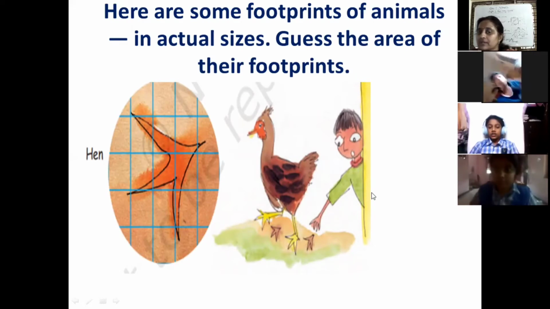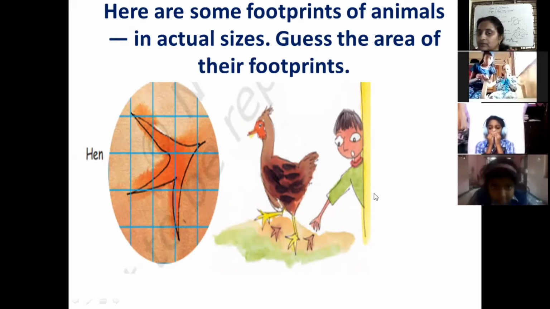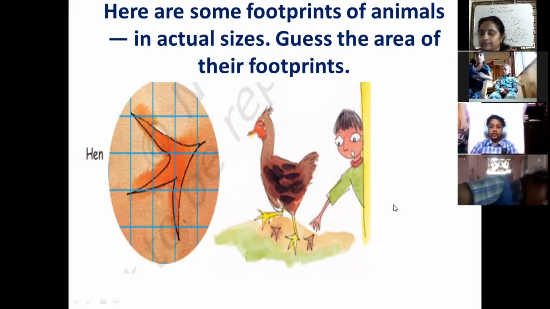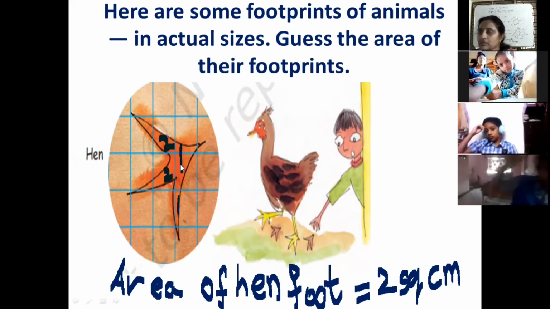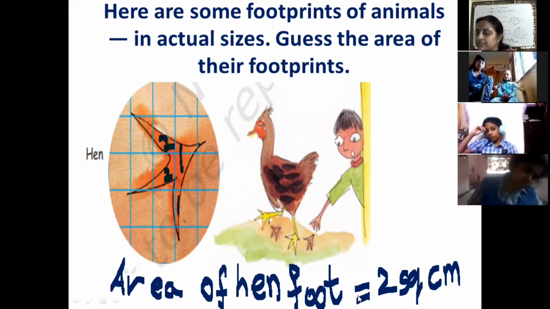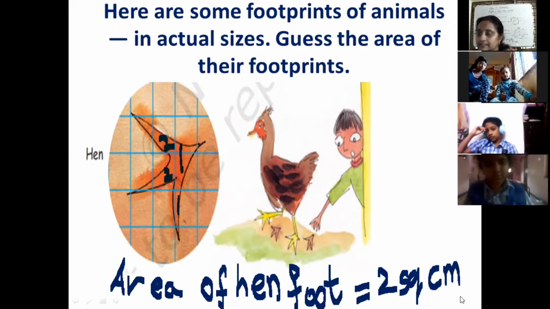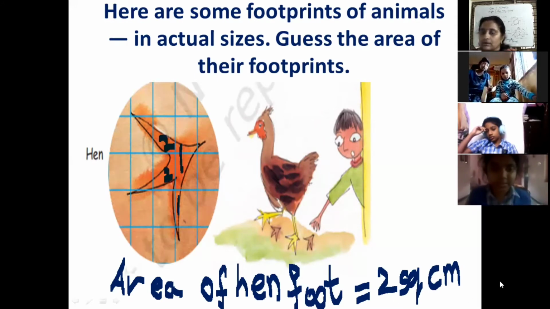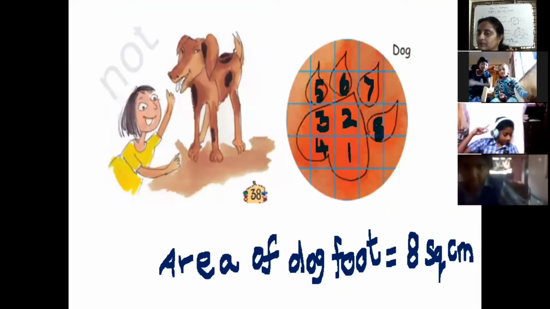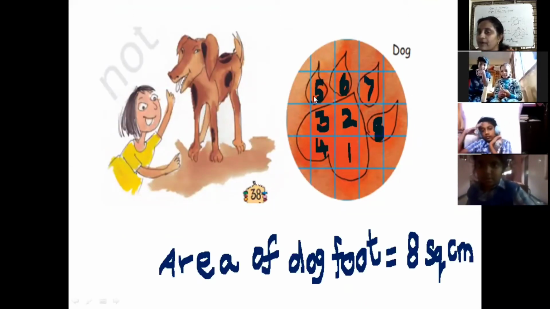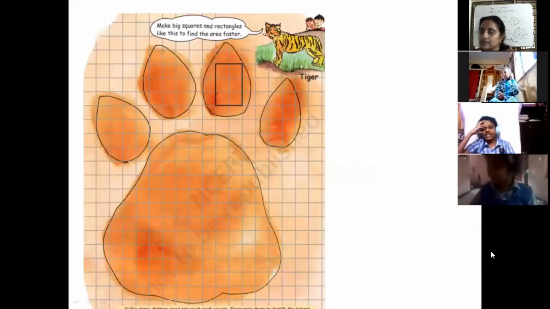Where you have half squares and where you have more than half, more than half we will count as 1. These two are half, and this is more than half. So 1 plus 1, the area of the hen's foot is 2 square centimeters. Now, count the dog's footprint. 1, 2, 3, 4, 5, 6, 7, 8. So the area of the dog's footprint is 8 square centimeters, 8 square units.